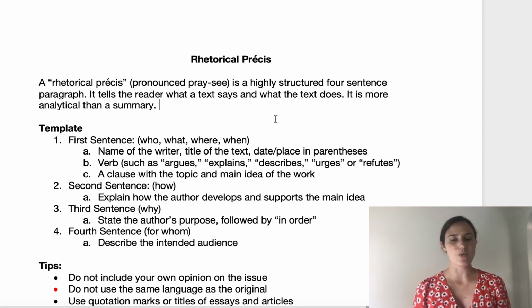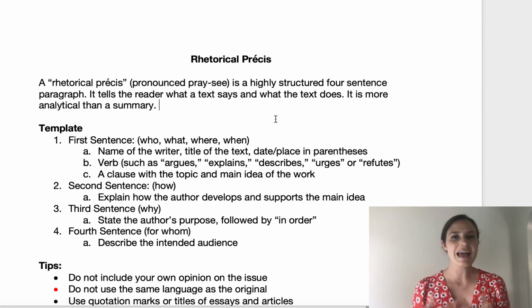So if the text originally was published in the Atlantic magazine, or maybe it was published in the New York Times, or maybe it was published in an academic journal, or maybe it was published on a blog. So where was the text published? All of those things should go in the first sentence.